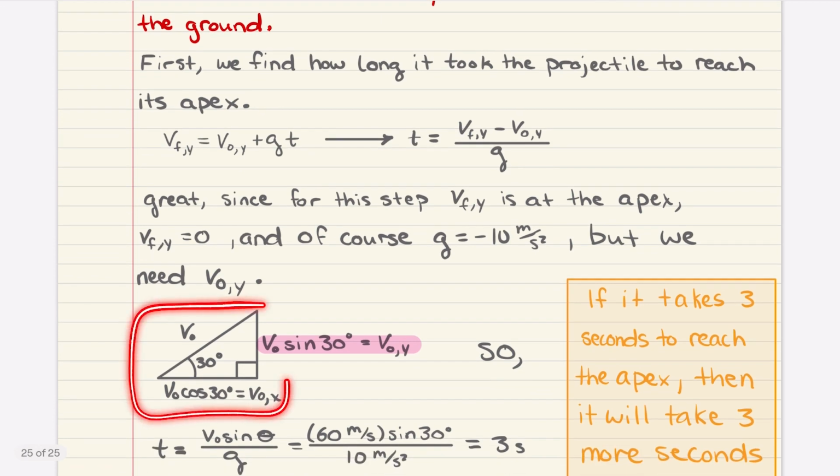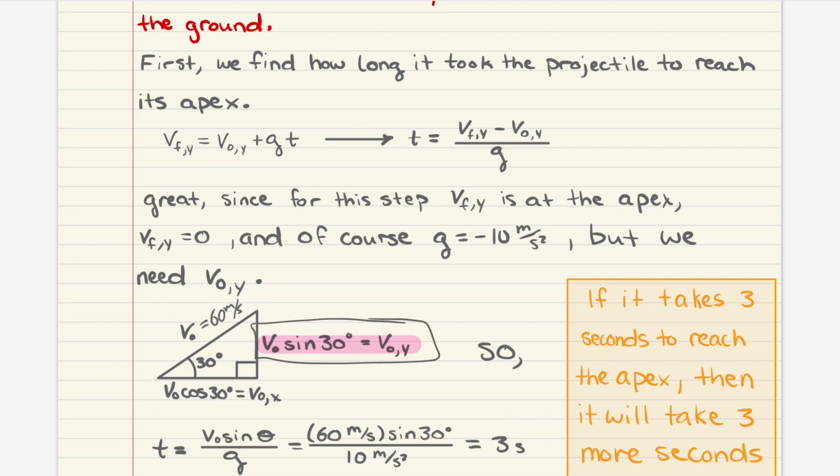So look at this triangle right here. We were given the initial speed. That initial speed is said to be 60 meters per second. But that is the initial speed in the direction of 30 degrees above the horizontal. We need the speed that is just vertical, the vertical component to that 60 meters per second. So we're going to use a little bit of right triangle trigonometry here. You see this triangle here.